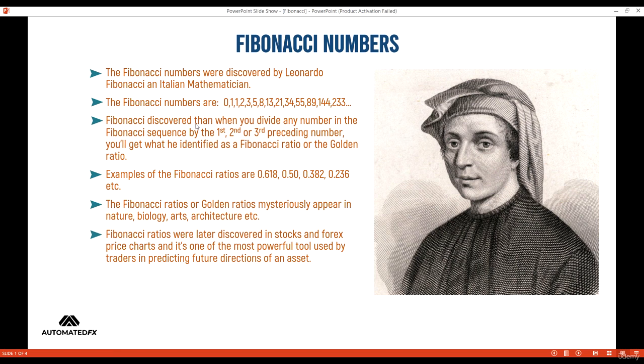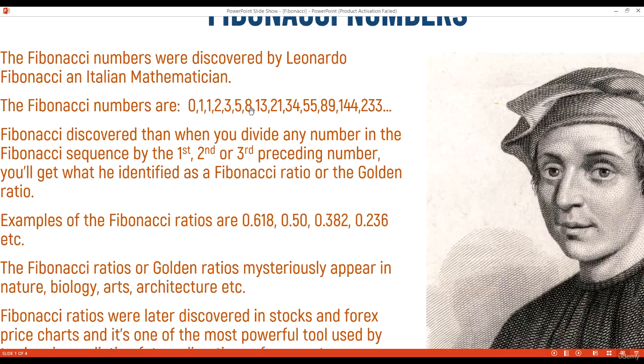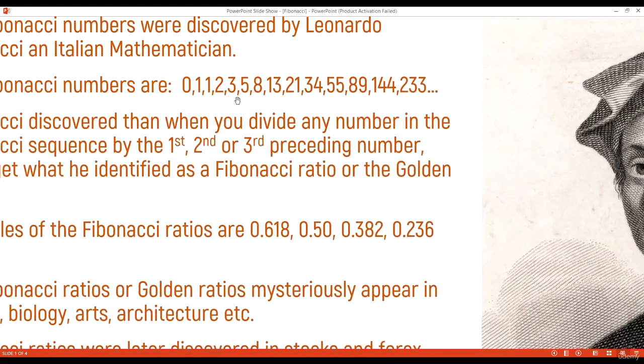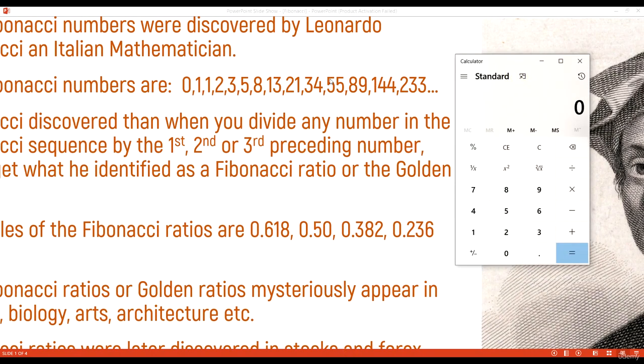Fibonacci discovered that when you divide any number in the Fibonacci sequence by the first, second, or third preceding number, you get what he identified as a Fibonacci ratio, or the golden ratio. By dividing any number by the preceding number, you tend to get a ratio. Let's for example use 34 divided by 55. What do we get? 0.618, right? So this is an example of a Fibonacci ratio.